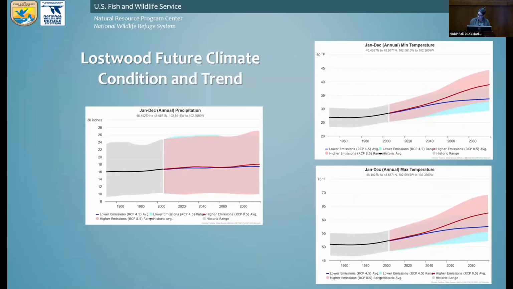And then for future climate projections, we again use the same thing, an ensemble average of 20 climate models, 2 emission scenarios, downscaled to this 4-kilometer resolution. Both maximum and minimum temperature are projected to continue increasing, although it's not as extreme as at Bosque. It seems to be a lot cooler overall, and annual precipitation is not projected to change that much, although there may be a slight increase over time.